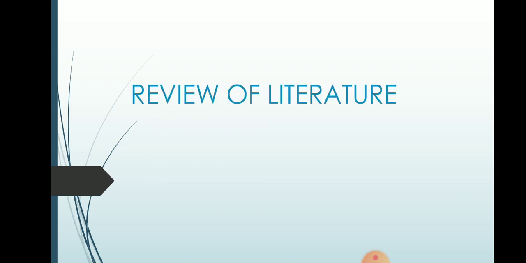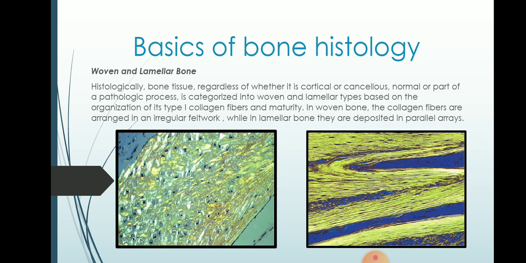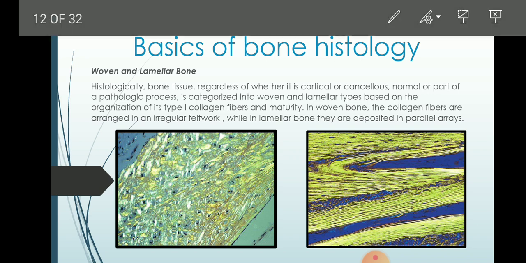Review of literature. Basics of bone histology. Histologically, bone tissue, regardless of whether it is cortical, cancellous, normal, or pathological, is categorized into woven and lamellar types based on the organization of its type 1 collagen fibers and maturity. In woven bone, the collagen fibers are arranged irregularly, and in lamellar bone, they are deposited in parallel arrays.